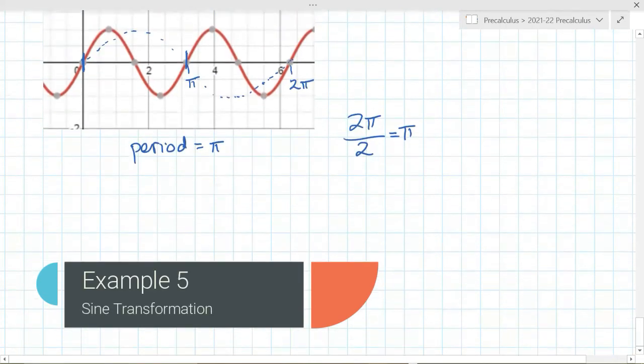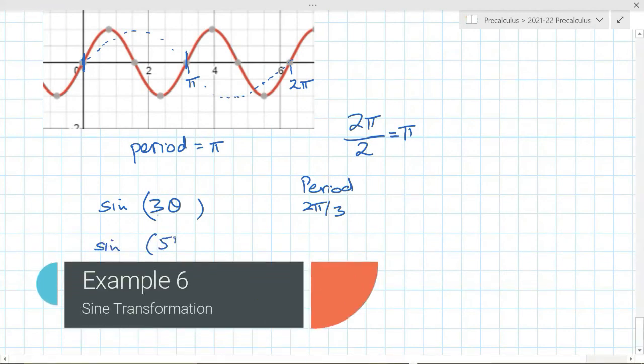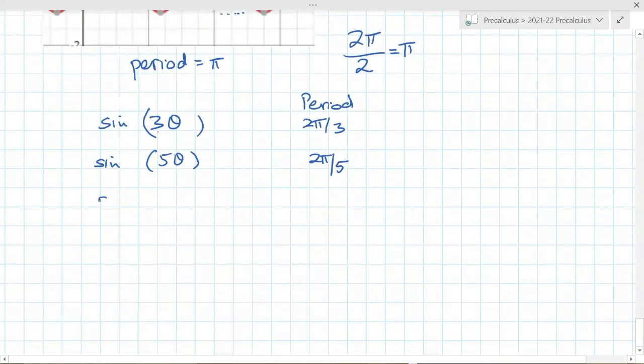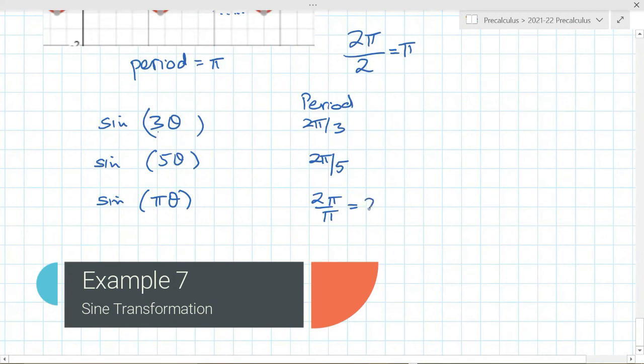If I have sine 3 theta, what is the period? 2 pi over 3, right? Because it got compressed 3 times. So whatever was in 2 pi, now there are 3 times as many things in that, so the period became 1/3 of that. What about sine 5 theta? What is the period? If I have sine pi theta, 2 pi over pi, which is 2.